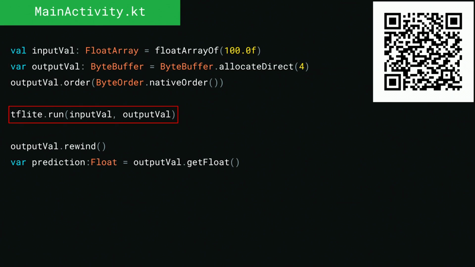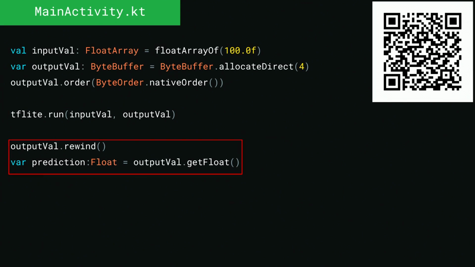And then to do my inference, I call tflite.run. I give it my input value and I give it my output value. It'll read from the input value and write to the output value. And then on the output value, if I want to get my prediction, it's written those 4 bytes. I have to rewind them, and then I'm going to read a float. Kotlin will take those 4 bytes out of that buffer and give me back a float from them. So that's how I would do an inference.